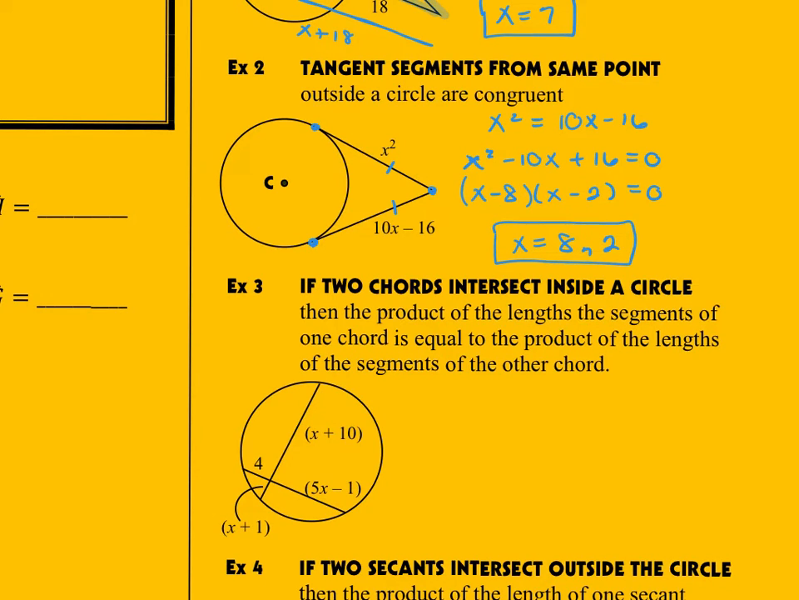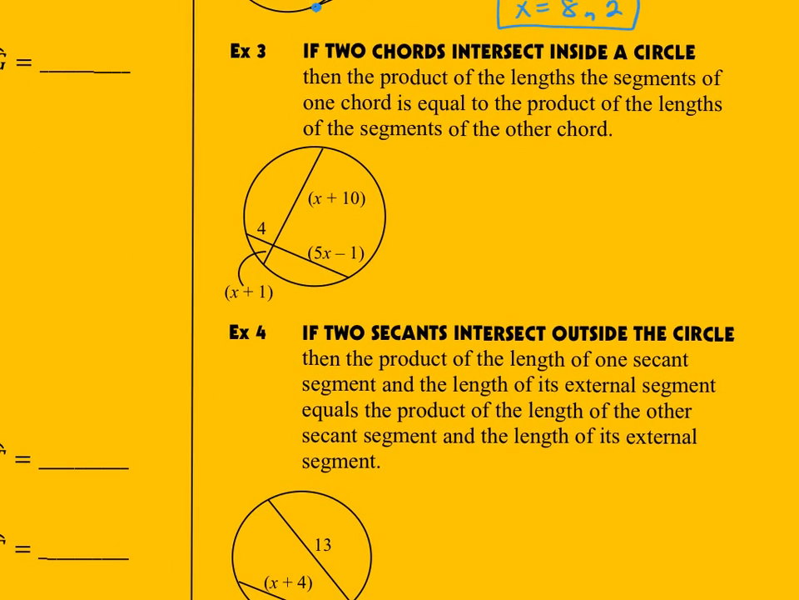All right, now our next one, this is where things are going to get a little bit more complicated in deciphering our pictures. This is what's going to happen when we're going to have two chords intersecting. What we want to be able to do is identify the parts of the chords as they intersect. So I'm going to have a part right here and another part right here. That will give me this x plus 10 and this x plus 1. And then I'm going to have a part here and a part here. So that's going to be a 4 and a 5x minus 1.